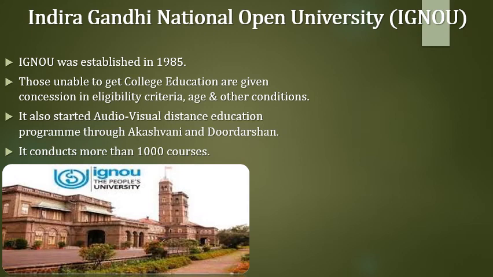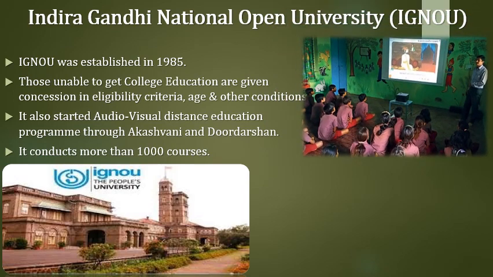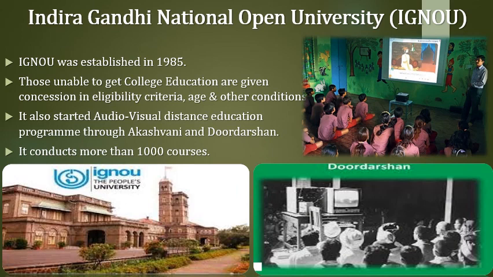Those who are unable to get a college education in the formal way are given concession in the eligibility criteria, age, and other conditions for admission to this university. In 1990, Indira Gandhi National Open University started an audiovisual distance education program through Akashwani and Doordarshan. It conducted more than 1,000 curricula of various branches.